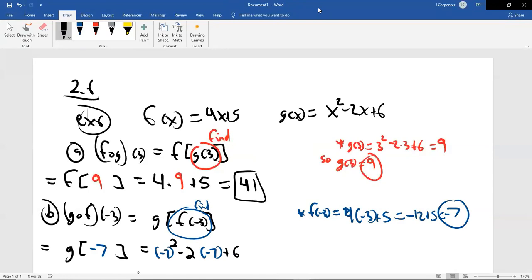Again, x are replaced with negative 7 and negative 7. The negative 7 squared is going to be positive 49, and that's a plus 14 plus 6. It's easier to add the 14 and 6 to get 20. 20 and 49 make 69, and that would be our answer.